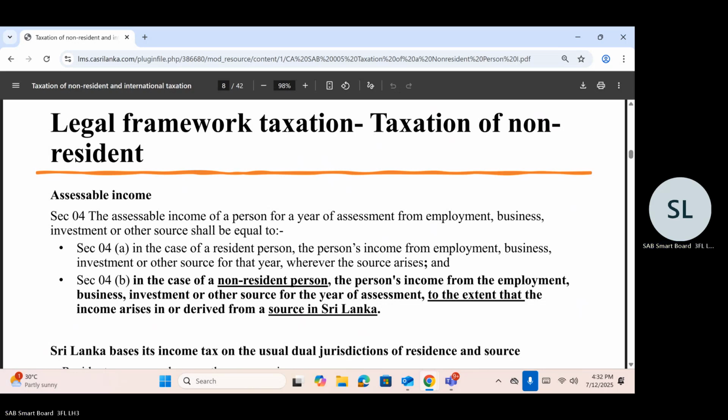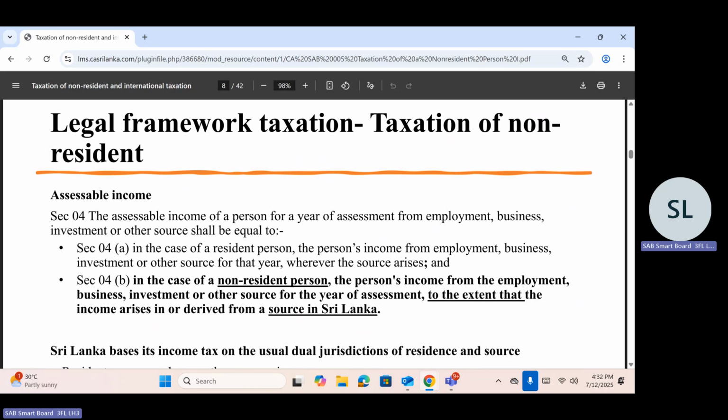He could receive this income from a Sri Lanka source or a foreign source from outside. He is liable for Sri Lanka tax, chargeable for Sri Lanka tax. Right? So that is the law. So what we learn is that.